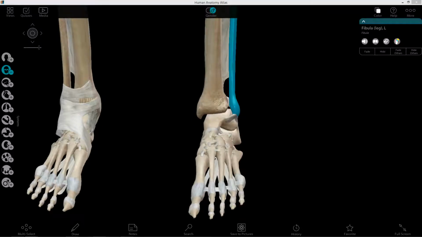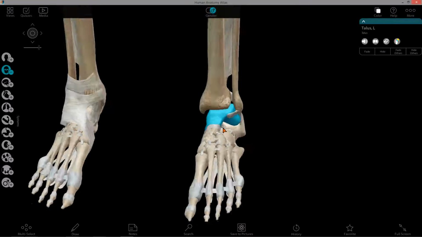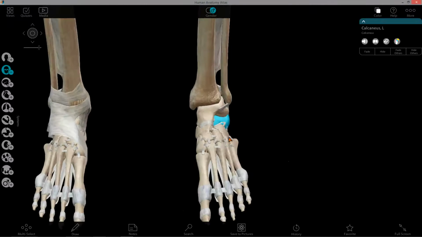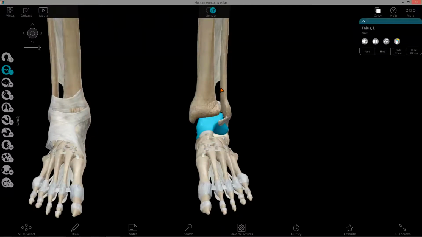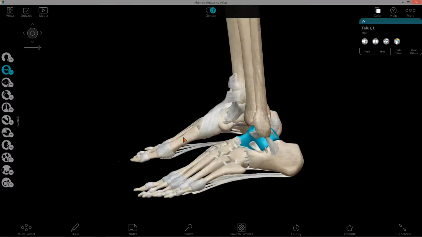Now, inferior to the tibia and the fibula, we have what are known as the tarsal bones. So the tarsal bones are a series of bones that include the talus, the calcaneus, the navicular, the cuboid, and then the three cuneiform bones. I'm going to start us off with the talus. So the talus forms what is colloquially known as the ankle joint with the proximal tibia and fibula. It allows for movement in one plane of dorsiflexion and plantar flexion. And just inferior to it is the calcaneus.